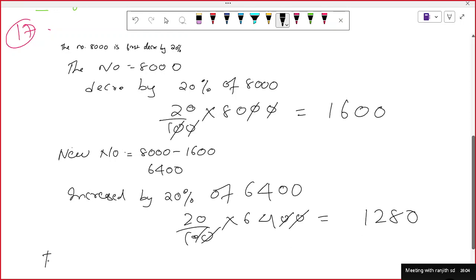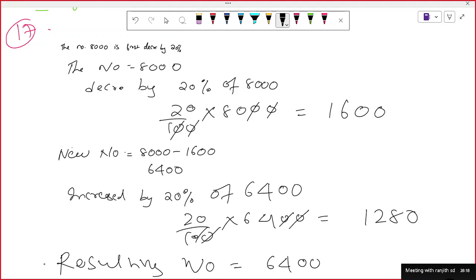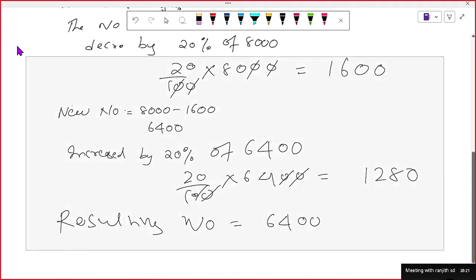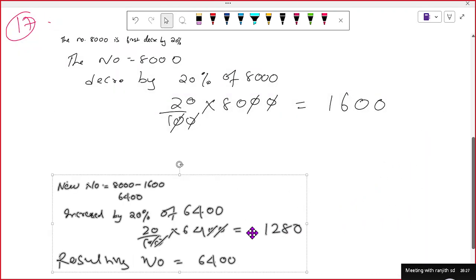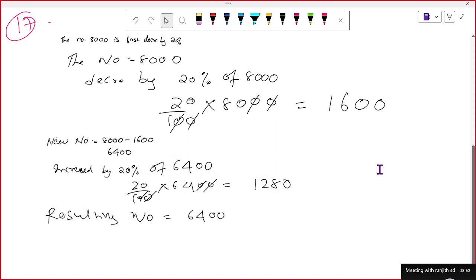So what's the final answer? Or you can just write what they have asked: resulting number. Can you see the question? Find the resulting number. So what's the resulting number? 6,400 plus 1,280. This is increasing, so for increasing, add it. I've picked all the words from the question: new number, increased value, resulting number, 6,400 plus 1,280. What's the final answer? 7,680.